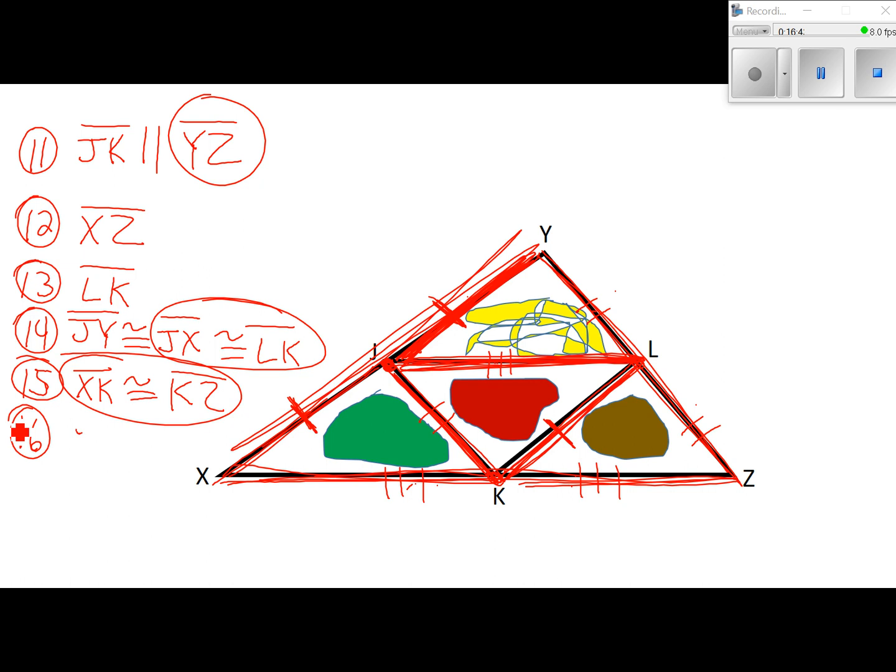And then 16, segment JK. Segment JK is right here. Notice we marked it with 2 tick marks. Well, it's congruent to these two out here, segment YL and segment LZ. So those will be your two answers on number 16.